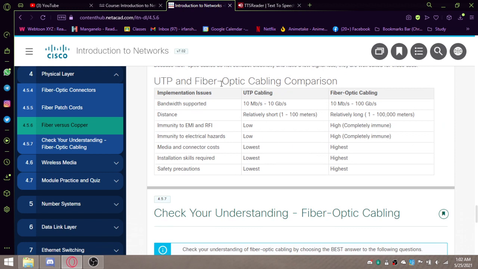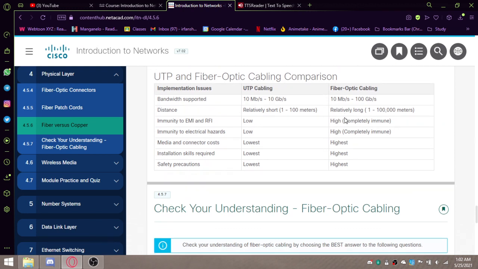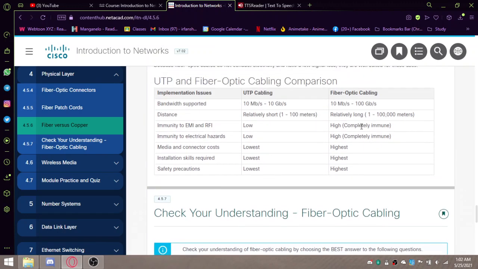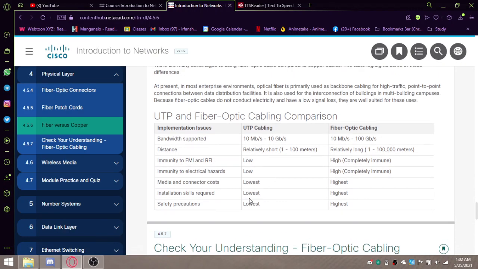Okay, UTP and fiber optic cabling comparison. So tentulah kalau nak bezakan ni, just beza, nampak, kalau safety precaution, safety. Hmm. Kalau macam ni, high bandwidth mesti lagi besar, nampak, lagi besar. Distance pun sama, lagi besar, lagi panjang. Ni immune. Ni pun sama, tak ada, sebab kita pakai cahaya. Media and connector loss, cost tinggi lah. Installation pun sama juga lah. Safety precaution pun sama juga. Itu bezanya lah.